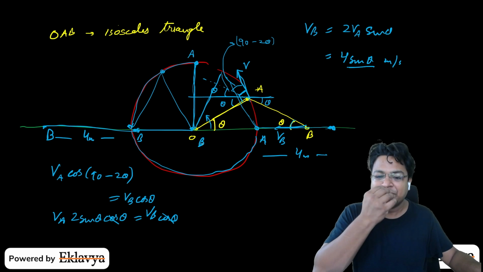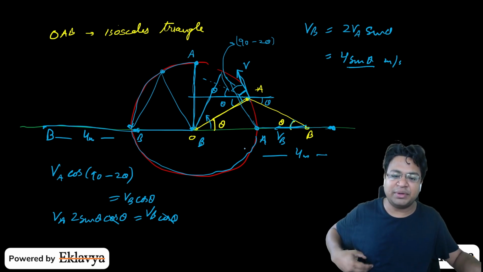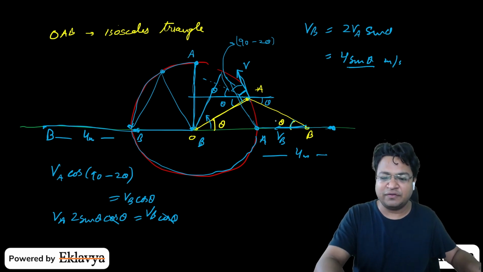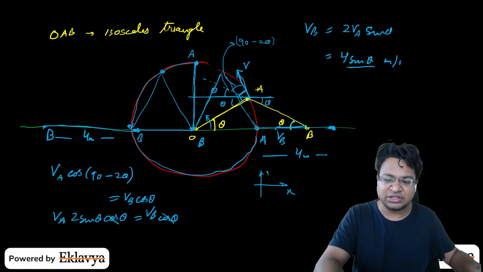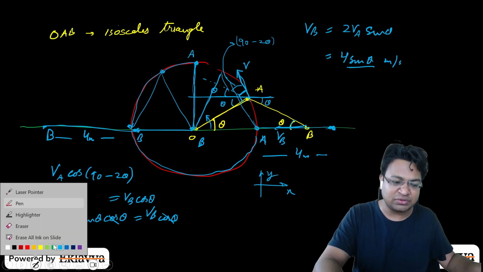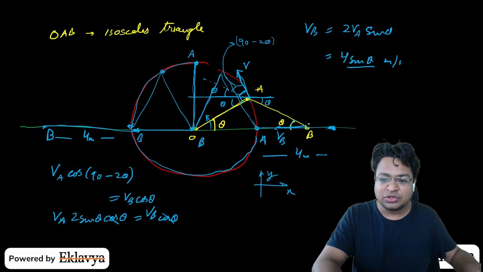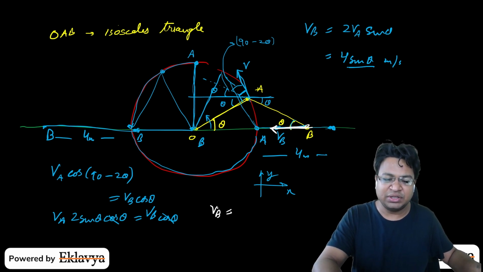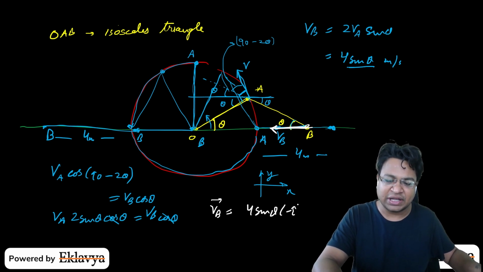Okay, let's check this out now. If I want to write velocity of B, let's consider this as x direction, let's consider this as y direction. Let me change the color so that you can find out what I'm writing. Let me use white color. So velocity of B is in this direction. So VB vector will be equal to 4 sine theta with a minus i cap. That would be VB vector.